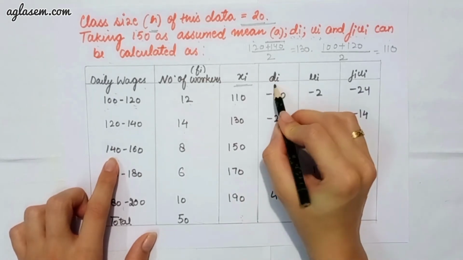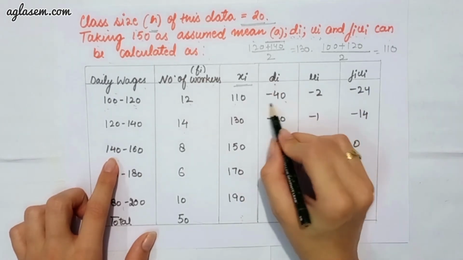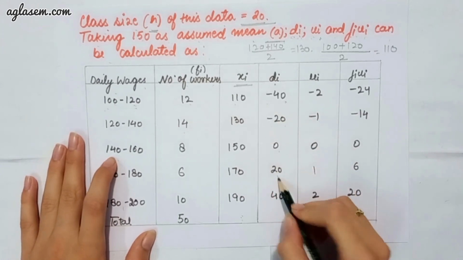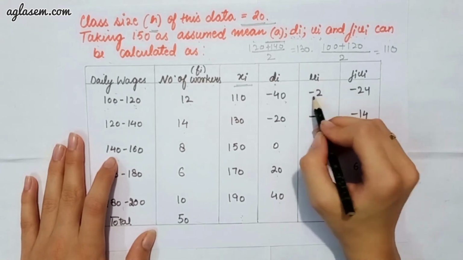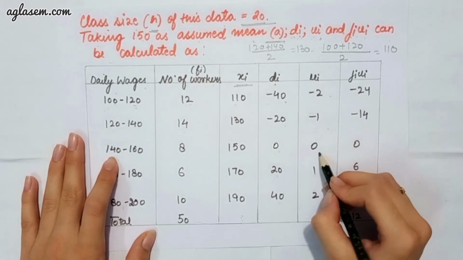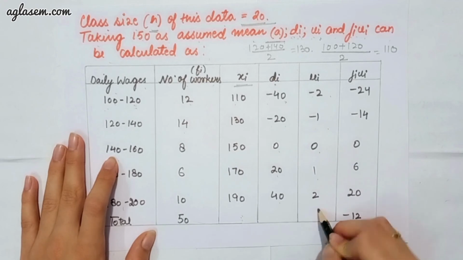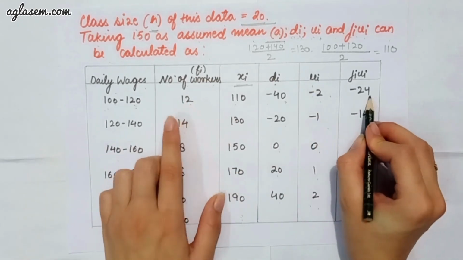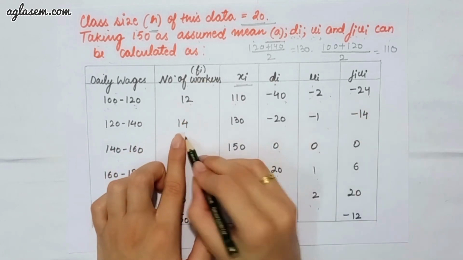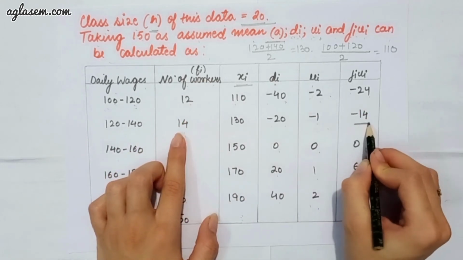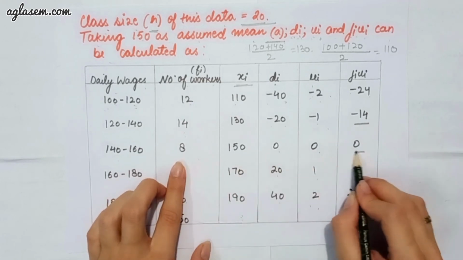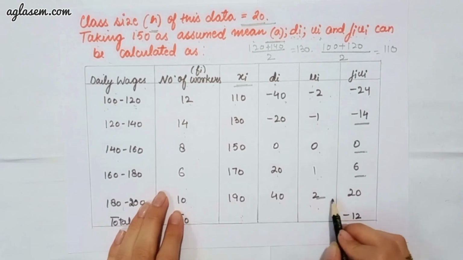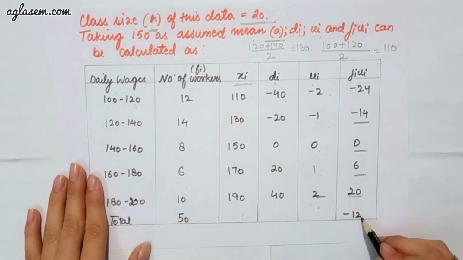So di we can find as minus 40, minus 20, 0, 20 and 40. And ui as minus 2, minus 1, 0, 1 and 2. Multiplying fi and ui, we get 12 into minus 2 is minus 24, 14 into minus 1 is minus 14, 8 into 0 is 0, 6 into 1 is 6, and 10 into 2 is 20. By adding these, we get minus 12.